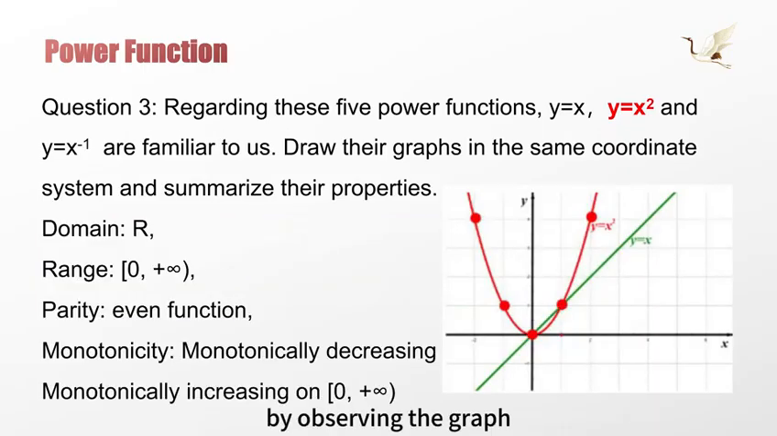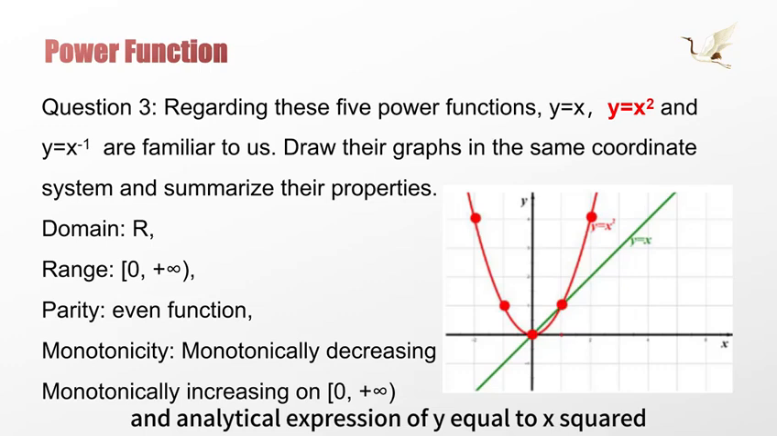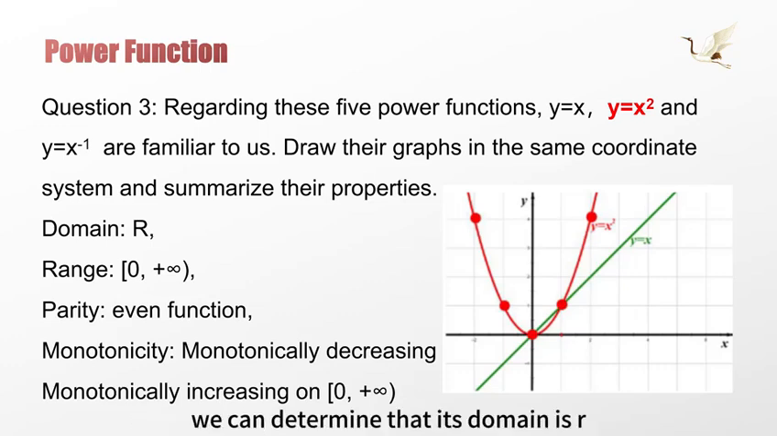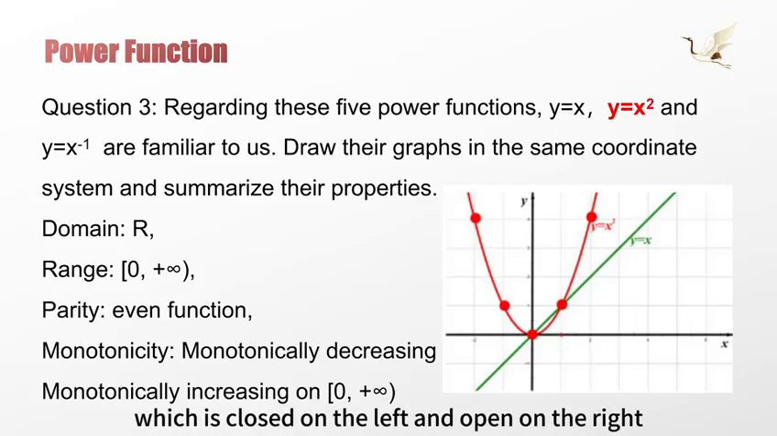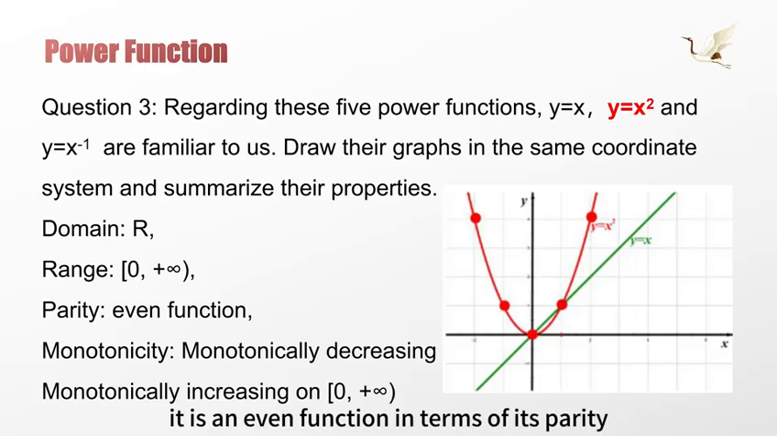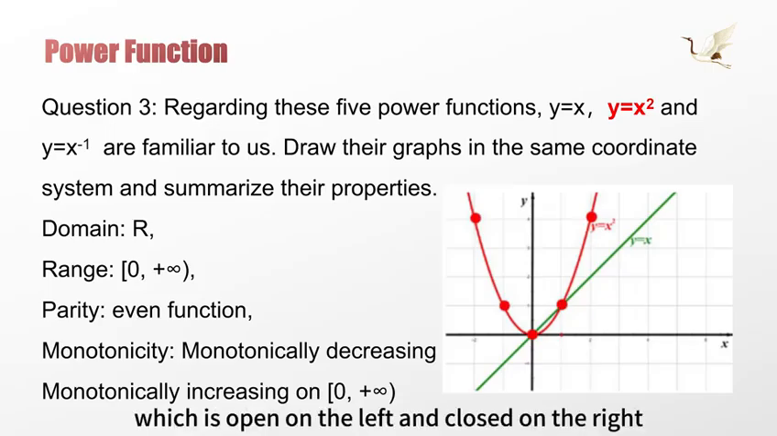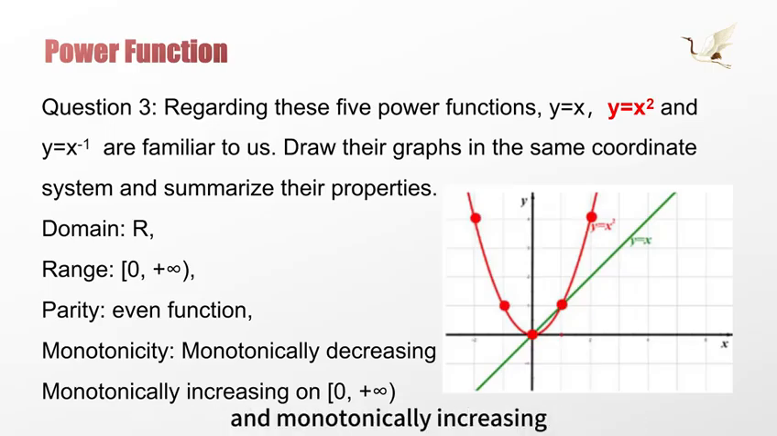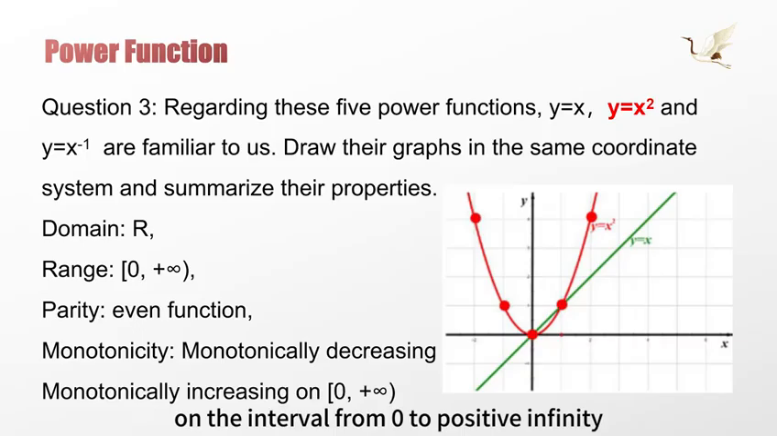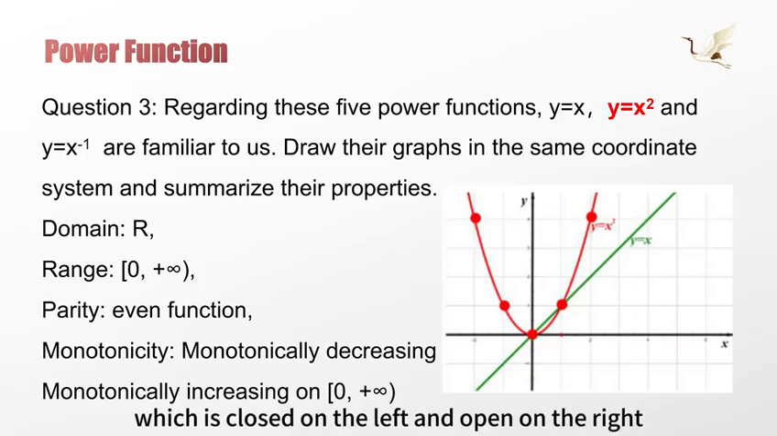By observing the graph and analytical expression of y = x², we can determine that its domain is R, and its range is the interval from 0 to positive infinity, closed on the left and open on the right. It is an even function in terms of its parity, and it is monotonically decreasing on the interval from negative infinity to 0, open on the left and closed on the right, and monotonically increasing on the interval from 0 to positive infinity, closed on the left and open on the right.